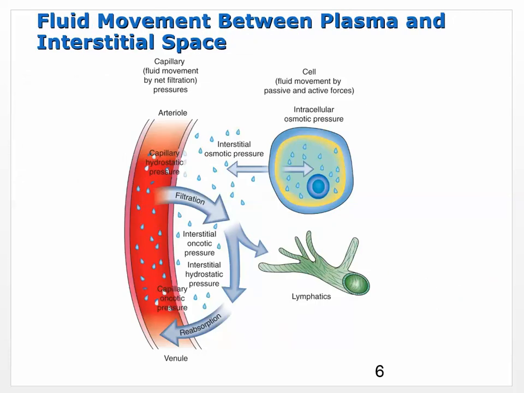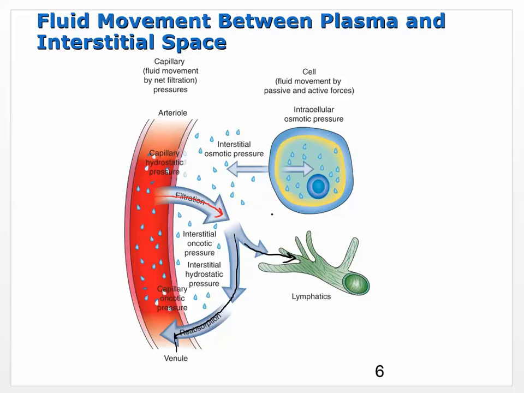Okay, so this is another picture showing the same thing that I just talked about. Here's your capillary hydrostatic pressure. You have filtration, so you have net movement of water out of the capillary, and then as we move down to the venous end, these colloids, or these proteins, will increase the oncotic pressure, or the colloidal osmotic pressure, and you're going to have pull of fluid back in, and then the excess will be drained into the lymph.